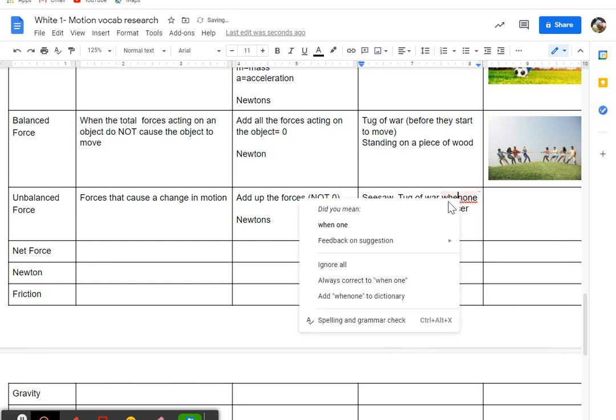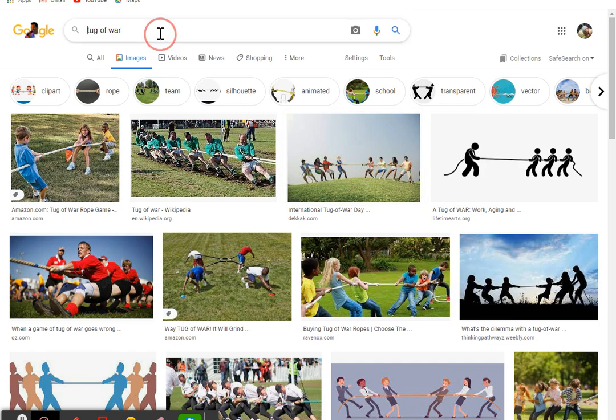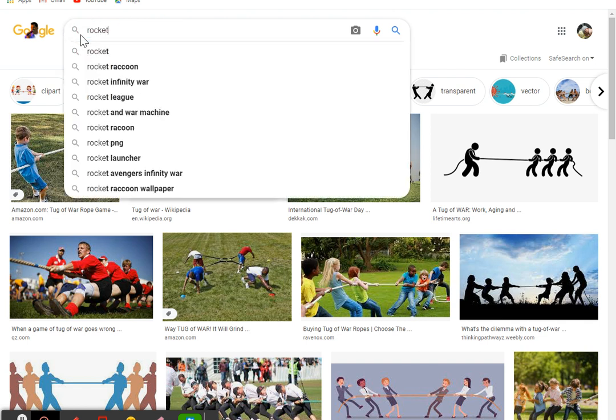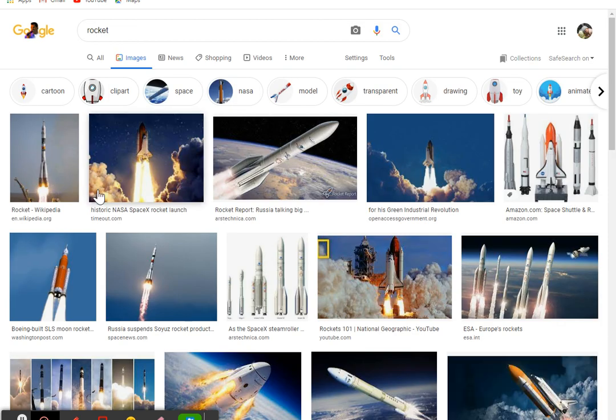I'm doing bad with my spelling today. All right. Is there one we don't have? Seesaw we don't have yet. I'm going to do a rocket. So that would be another good example of Newton's third law of motion. So a rocket blasting off would be an unbalanced force.